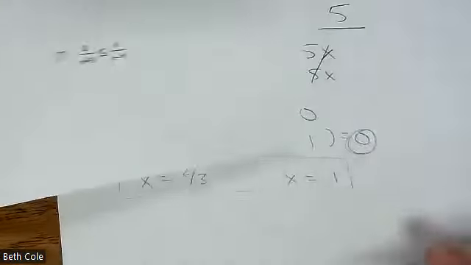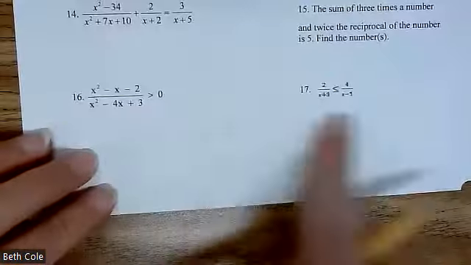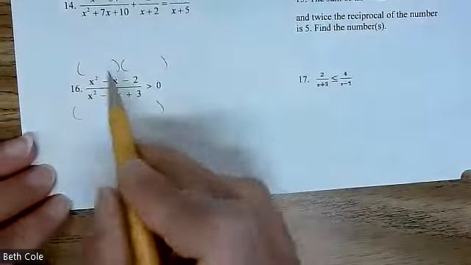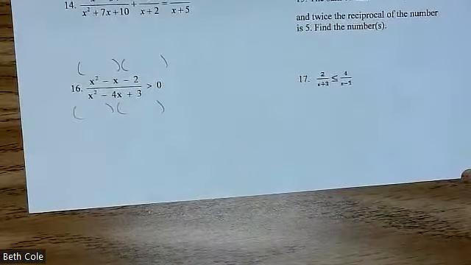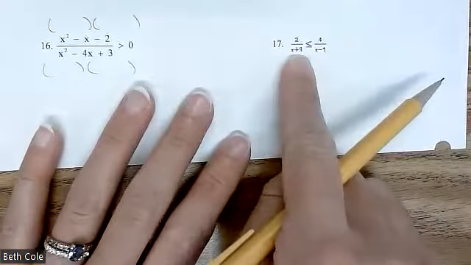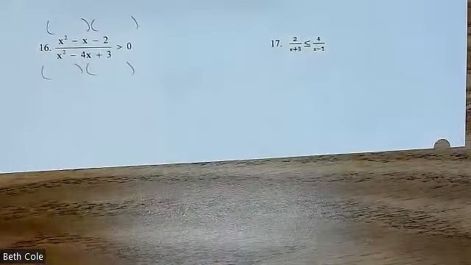Now these last two, and I'm going to do one or the other. These are your number lines. For this one, you would factor the numerator, you would factor the denominator, and then you would make a number line for each one of those, pluses and minuses. Okay? I'm going to do 17 because this is the more difficult problem.